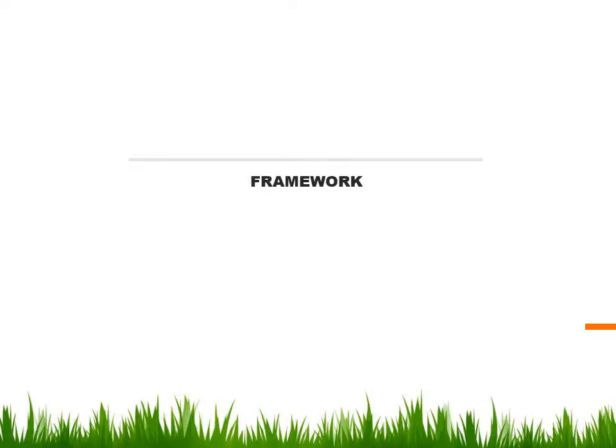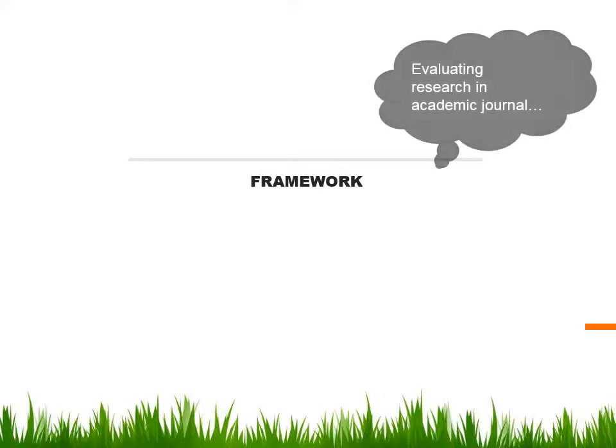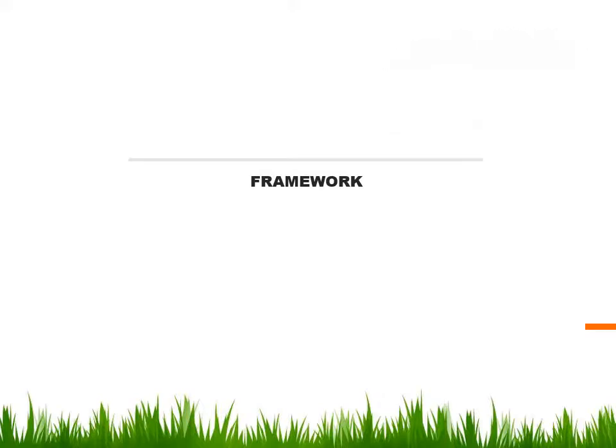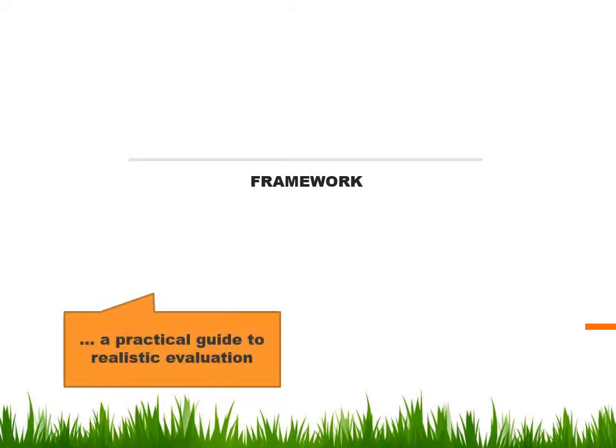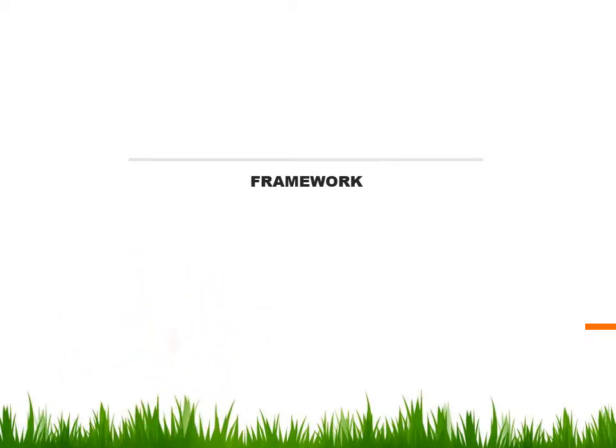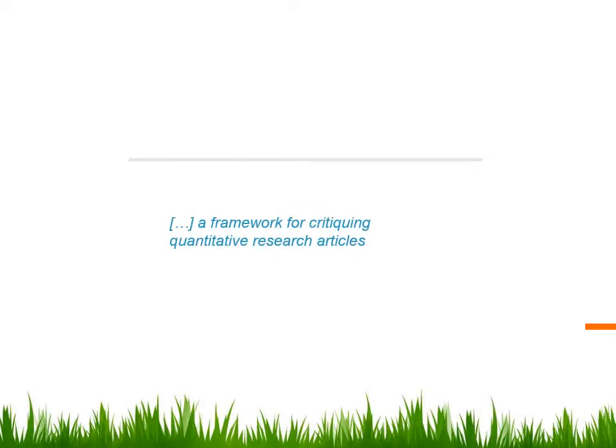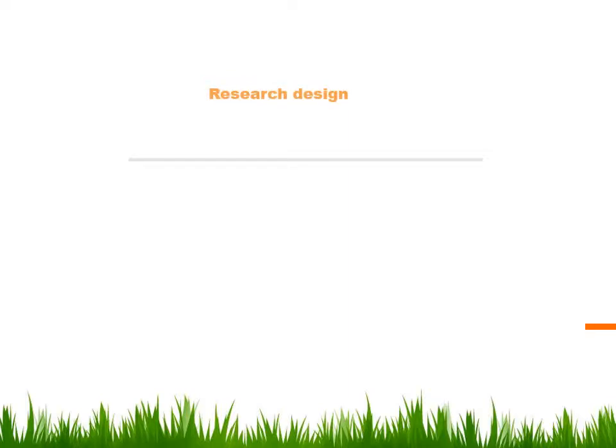The framework for this topic appraisal will be Evaluating Research in Academic Journal, a practical guide to realistic evaluation, chapters 8 to 13, Prizer 2013, and Hollard and Rees, Nursing, a framework for critiquing quantitative research articles, 2010. The evaluation will be based on three broad themes, namely research design, internal validity, and external validity.